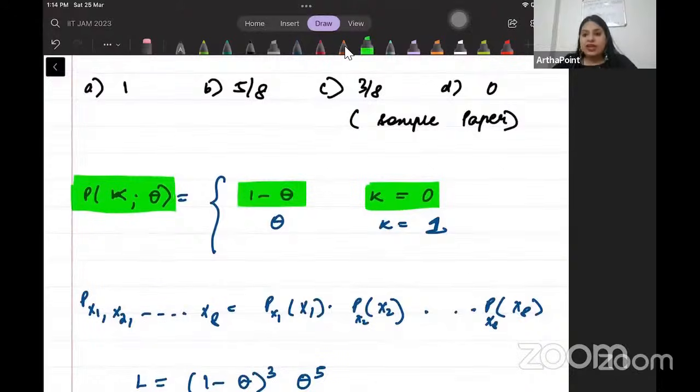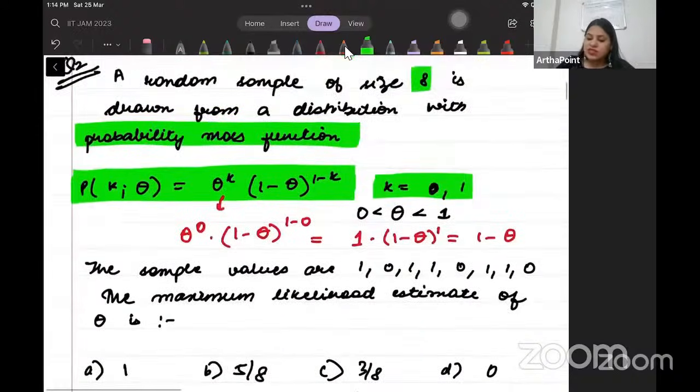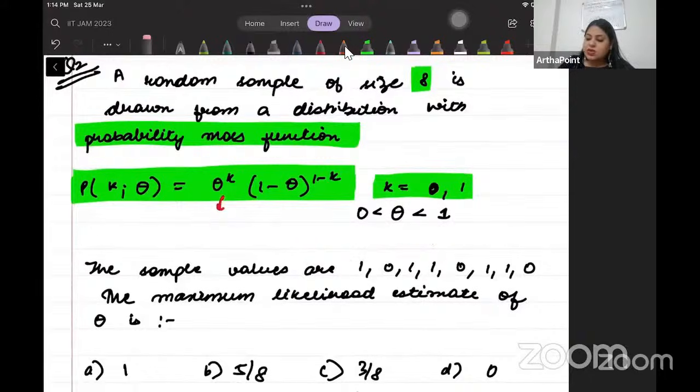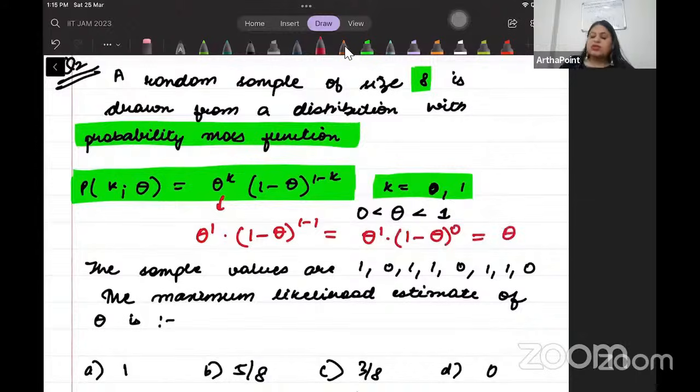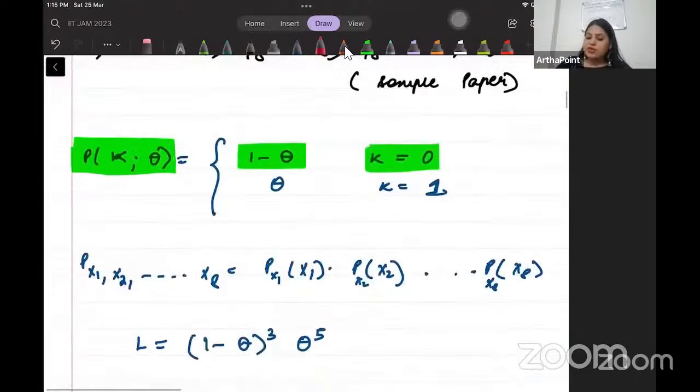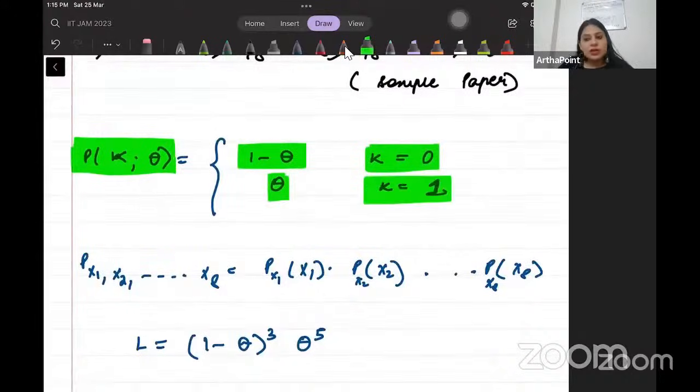And if K, let's say, is 1, then again I can give this a try. So let me put K as 1 and see what happens. If I put K as 1, I will get theta to the power 1, 1 minus theta to the power 1 minus 1. So theta to the power 1 into 1 minus theta to the power 0, and this will be theta. So this is what I have written here, that my PMF will become theta when K is 1. Is this clear?